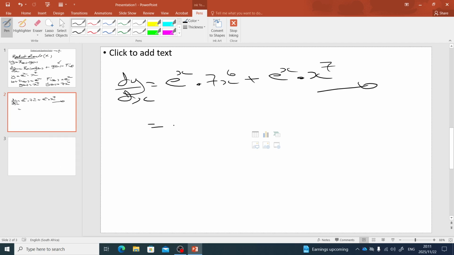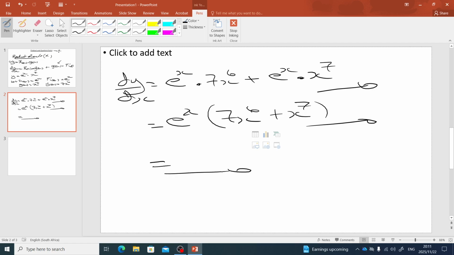Then you can take it further and take out the common factor, and say the common factor is e to the power x. Then it will be 7 x to the power 6 plus x to the power 7. You can then go even further and say it is e to the power x multiplied by x to the power 6, then you have 7 plus x.